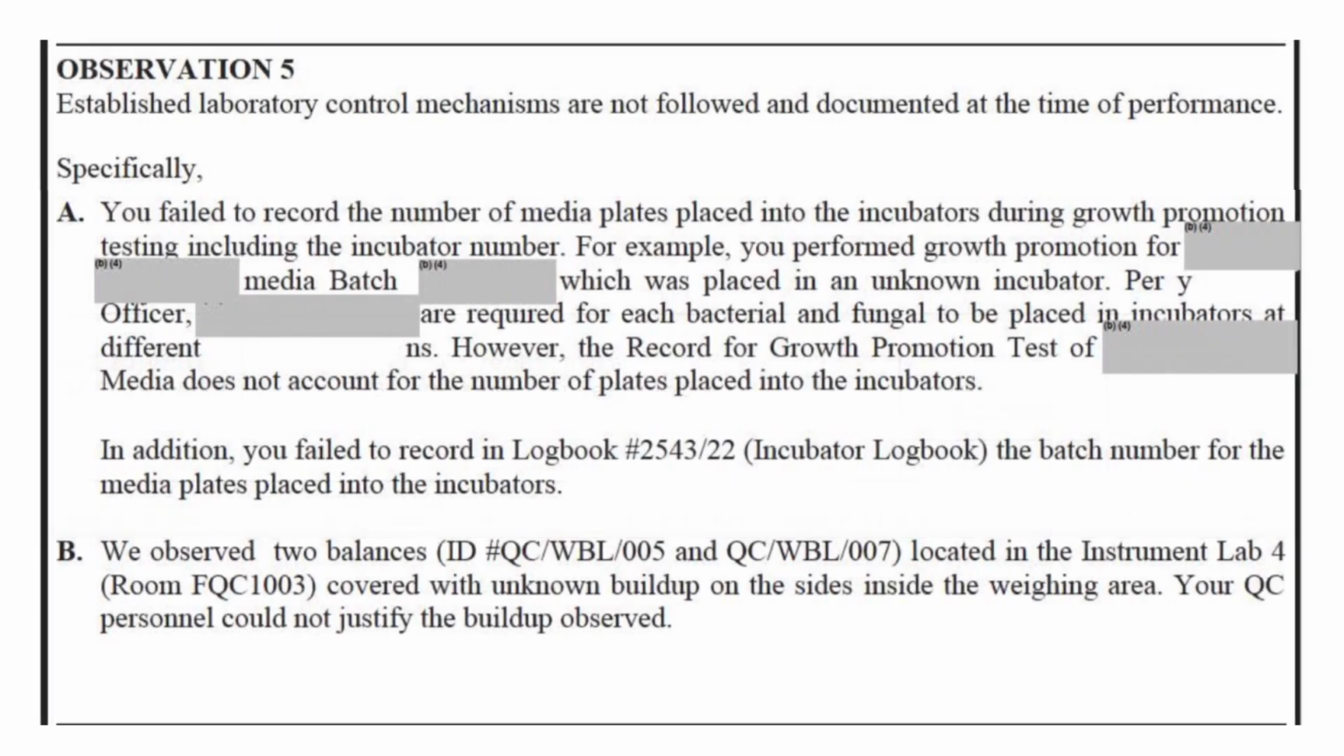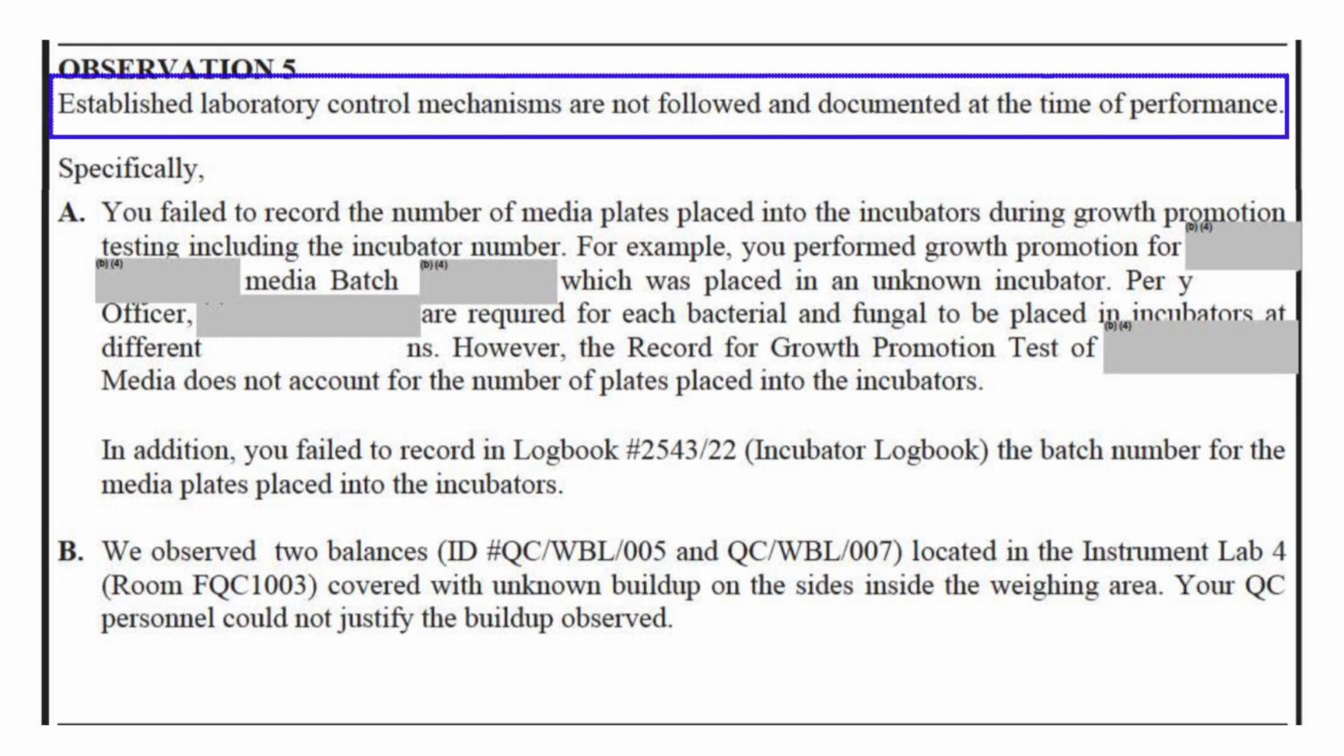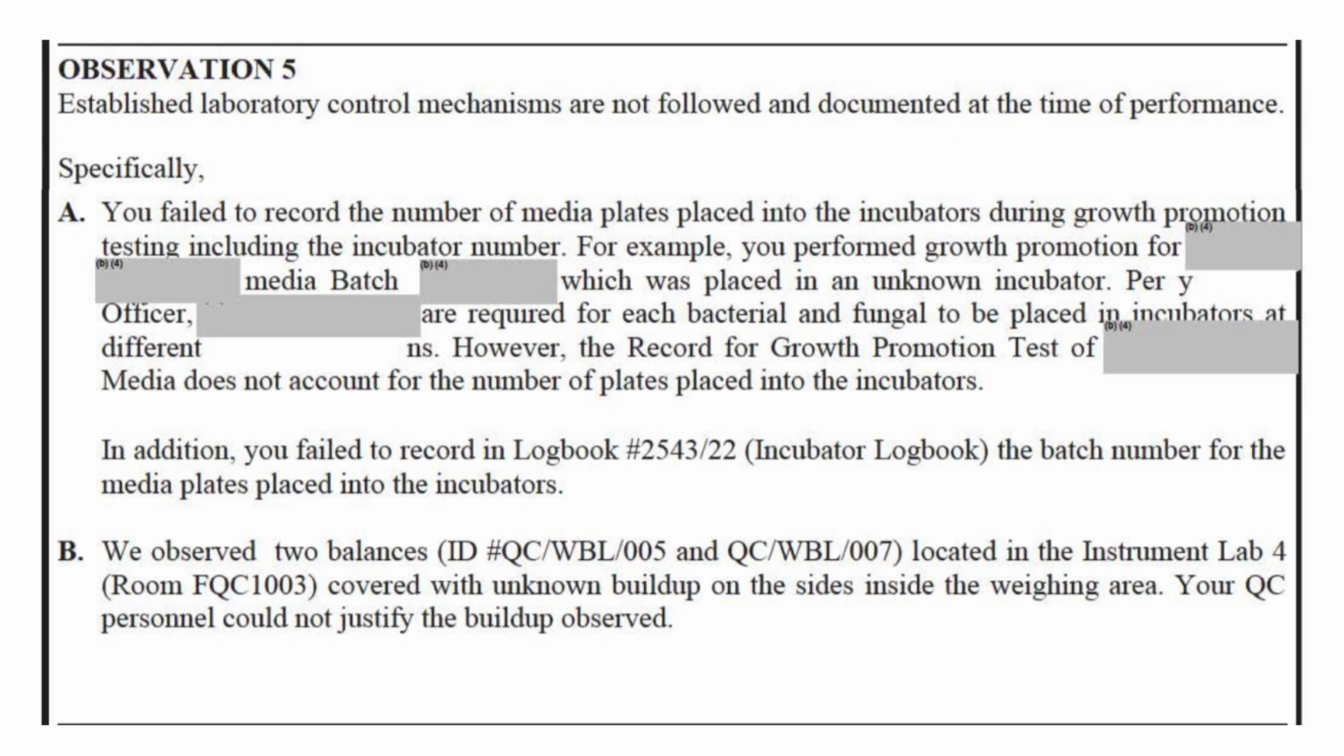Now comes observation number 5, and the title of observation number 5 is: established laboratory control mechanisms were not followed and documented at the time of performance. Under this observation, auditors during the QC lab round found that one of the balances was not cleaned properly, and there was extra matter deposited on the sides of the balance. Along with this, auditors also observed in the microbiology lab that one of the logbooks did not have the details of the media batch number which was used for the growth promotion test.